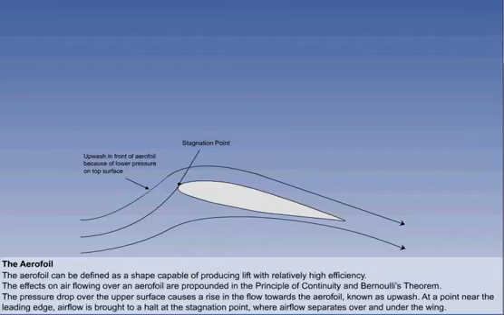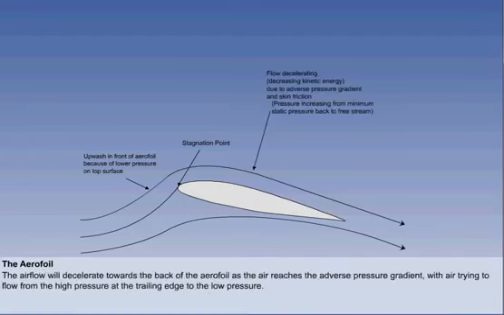At a point on the lower side of the leading edge, the airflow will be brought to a halt at a point called the stagnation point, where the airflow separates to pass over or under the wing. As the air flows back over the aerofoil, it will tend to slow down in accordance with the basic principles, flowing against the adverse pressure gradient as the higher pressure air below the aerofoil tries to go from high to low pressure, that is, forward from the trailing edge to the low pressure area on top.